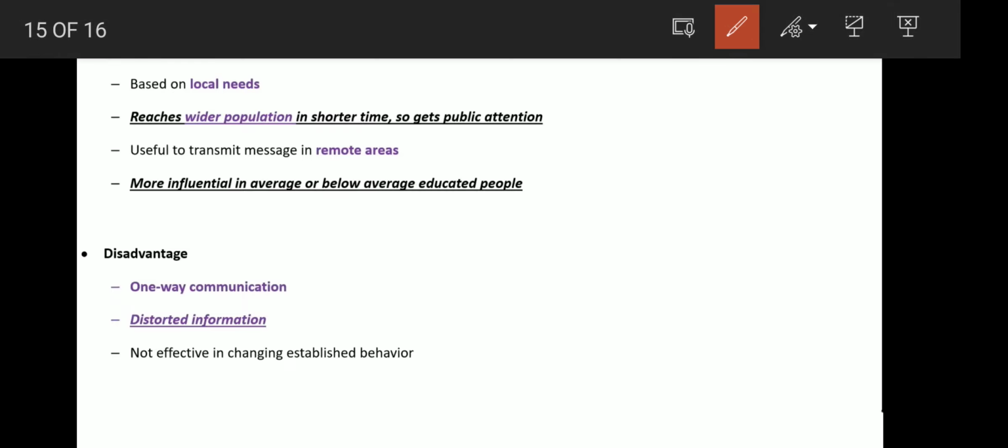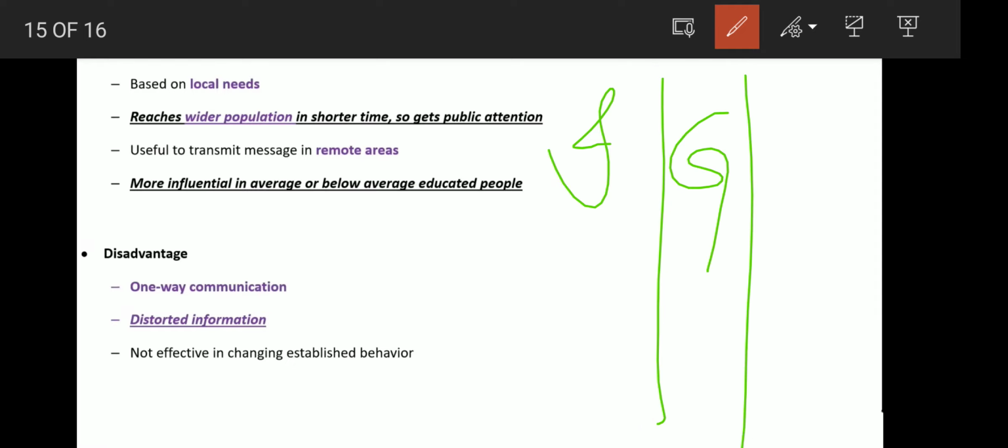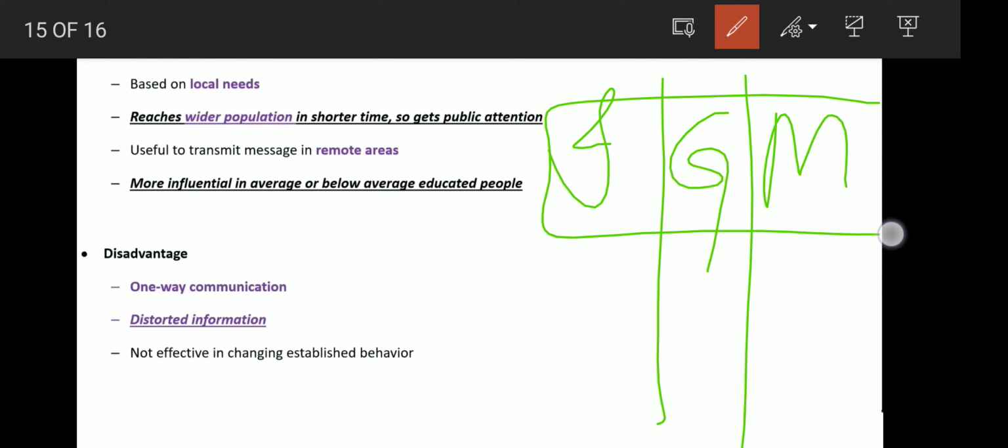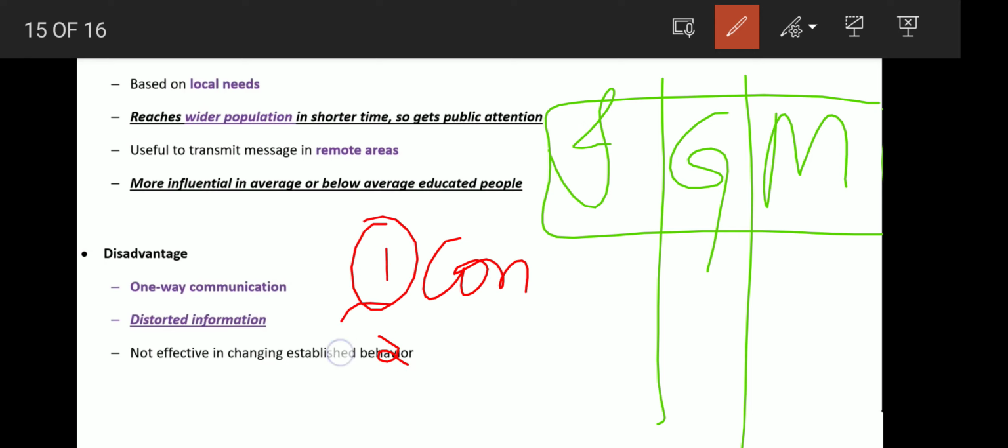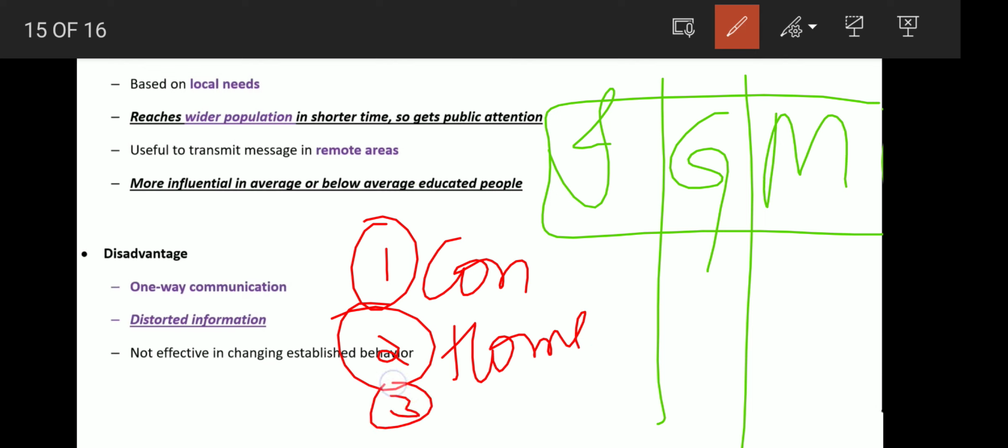So let us summarize them. We had individual approach, group approach, and mass approach. Under individual approach, we saw personal contact, home visits, and letters, right? So this was about the individual approach.